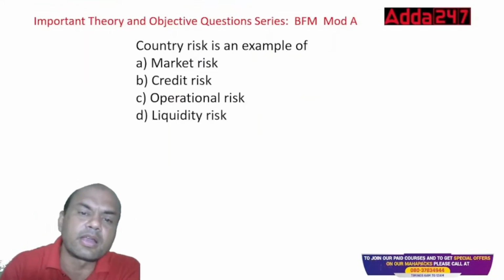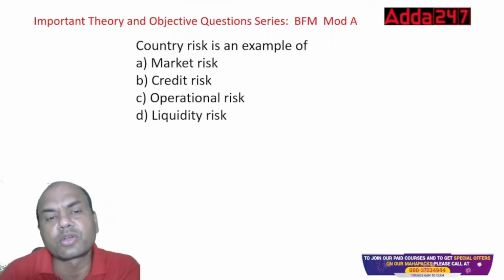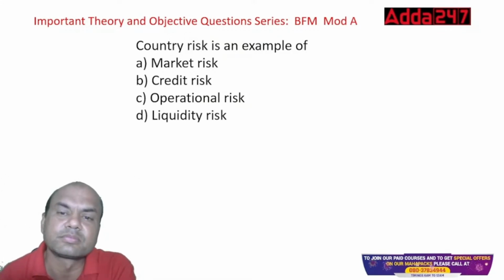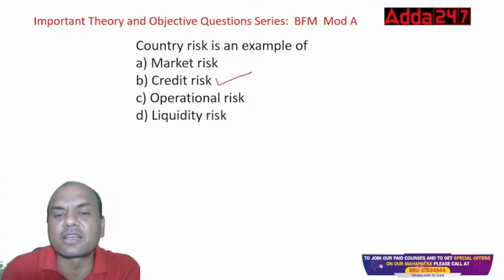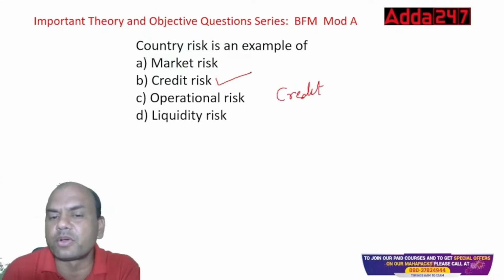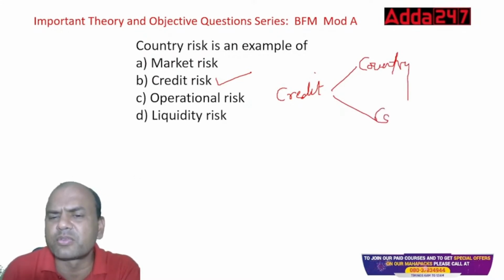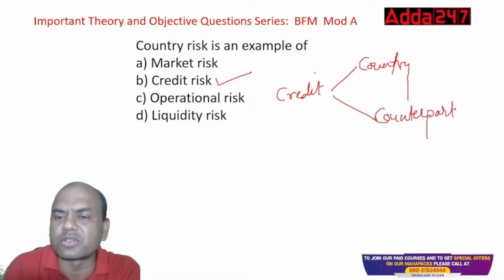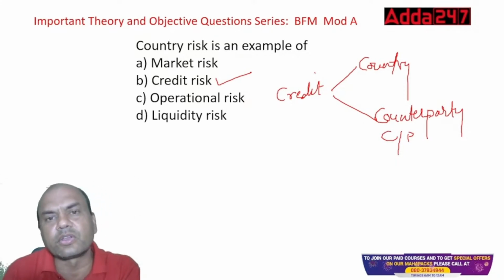Country risk is an example of market, credit, operations, or liquidity risk? It is a part of credit risk. Credit risk always has two types, always remember this: one is country risk and the second is counterparty risk. Many students might not understand the short form, which is CP, so I'll write counterparty in full. So country risk and counterparty risk. Credit risk always has two parts.